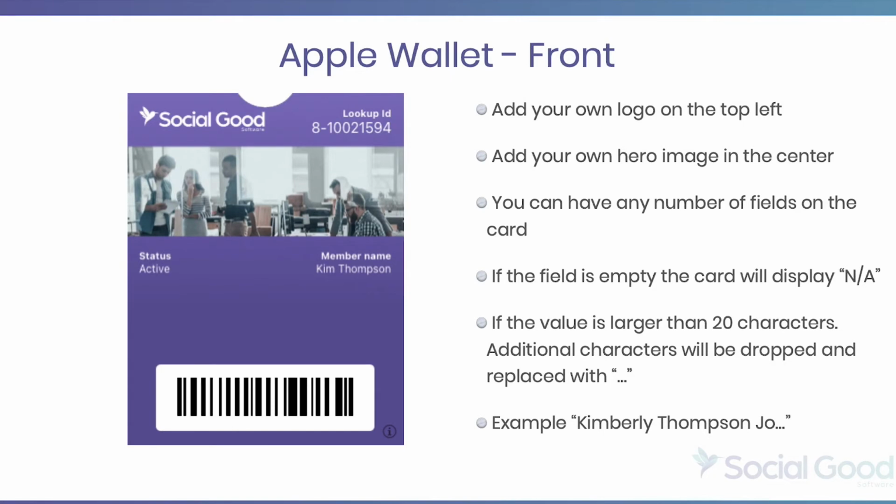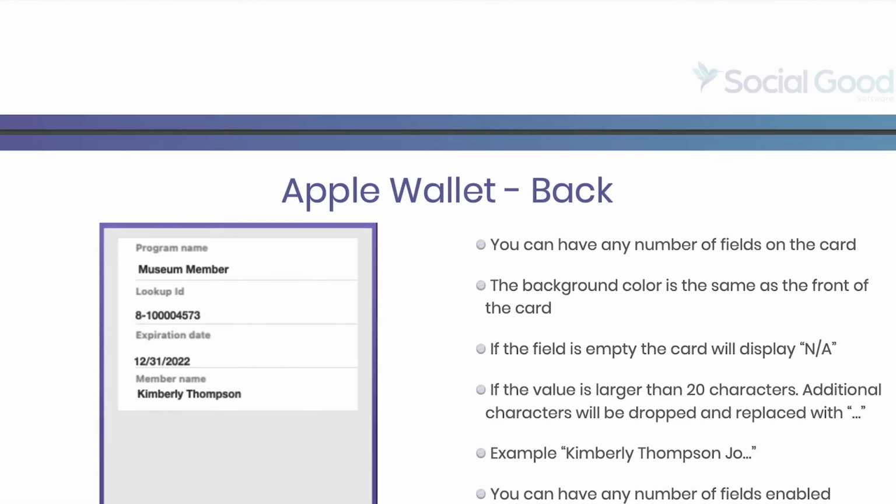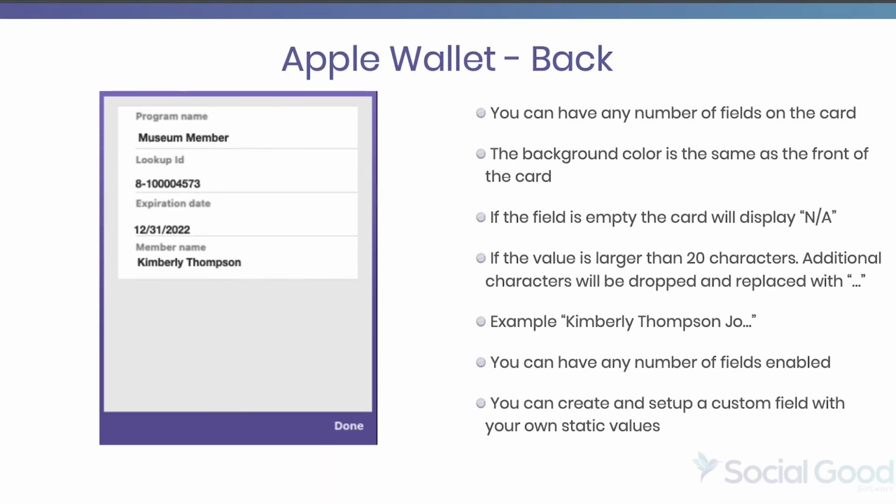Let's go ahead and take a look at the back of the card. For the Apple Wallet, here's the back of the card. Now this back of the card goes ahead and inherits the color of the front of the card. And then it goes ahead and shows you the fields that you have selected. Now you can have any number of fields in the card just like you could with the front of the card. And then this one will grow and shrink depending on how many fields you have selected.